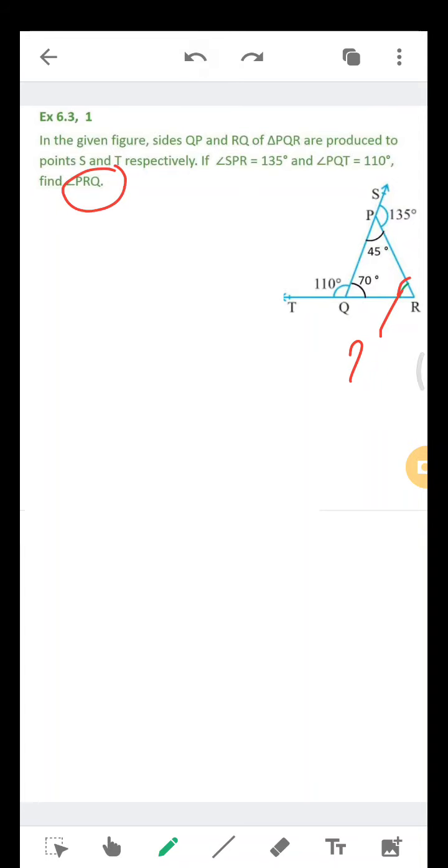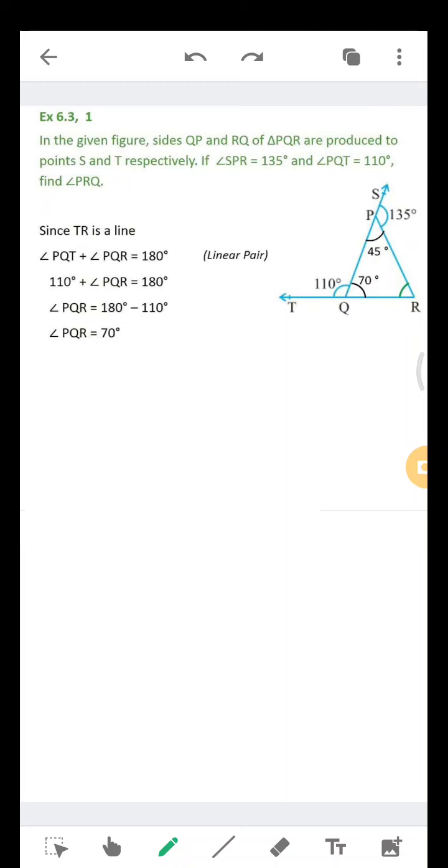So for finding PRQ, first we will find, by linear pair axiom, this angle, because this is 135 given to us. This will be 45. 135 plus 45 is 180, and if this is 110 given to us, then we can easily find the other angle by the linear pair axiom. So 110 plus 70 is 180. So I can say this is 70, but you cannot write it directly. I have written the angles for your reference. Then after finding these two angles, I can use the angle sum property and find the required angle, that is PRQ. So we'll write all these things step by step, very simple.